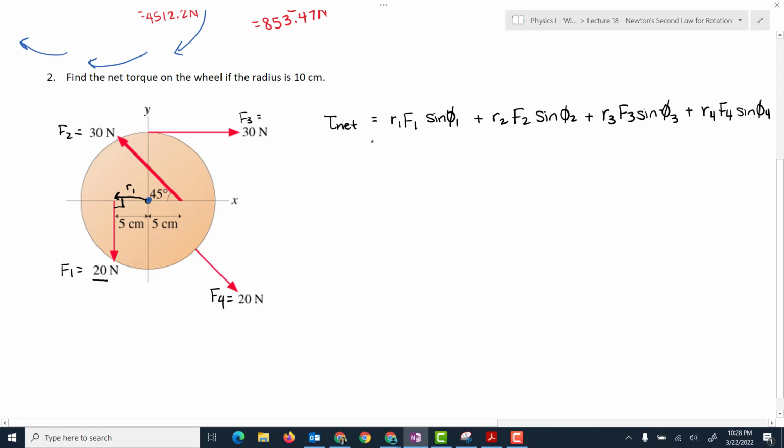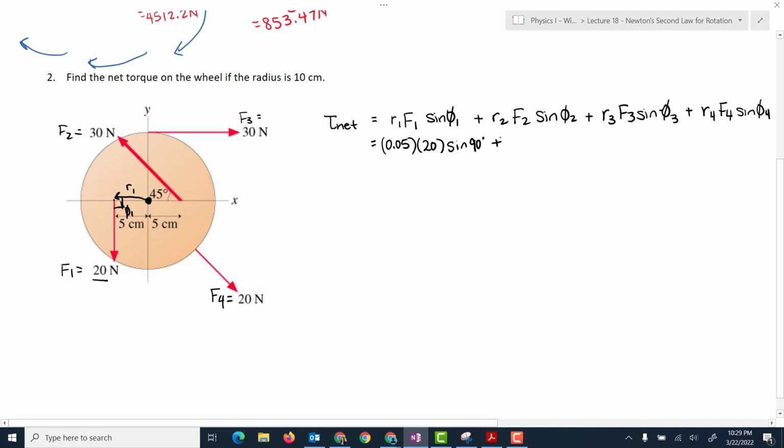So R1 is the distance from the axis of rotation, which is at the center, to the point where force 1 is applied. That distance is 5 centimeters. I'm going to change everything to meters so that our torque is in newton meters, like the SI units say they should be. So 5 centimeters is 0.05 meters, times F1, which is 20 newtons, times sine of angle 1. Angle 1 is this angle here, and that would be 90 degrees.